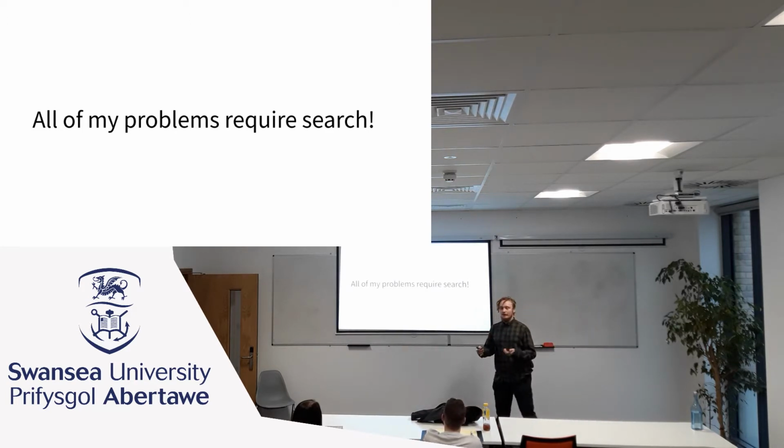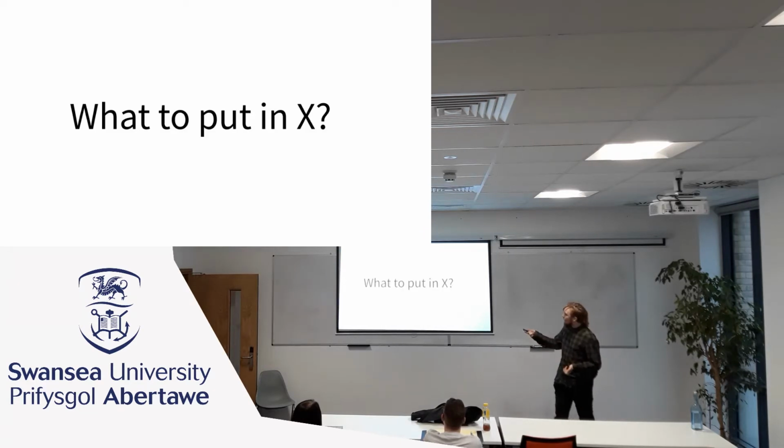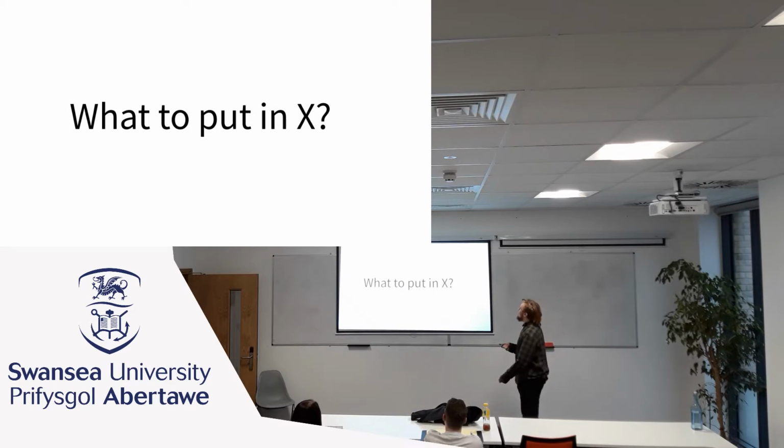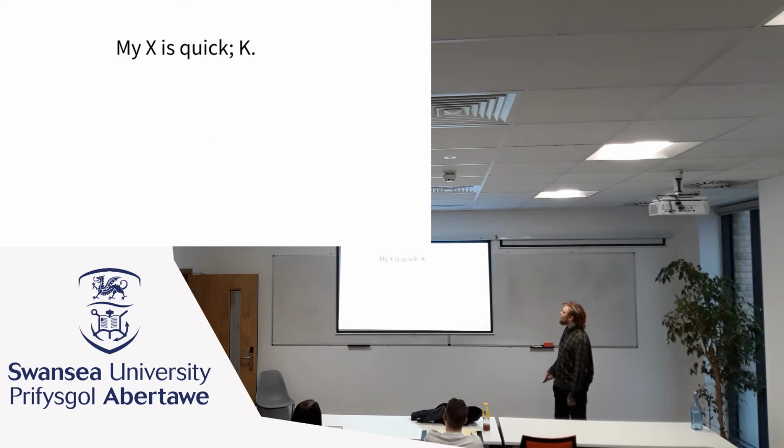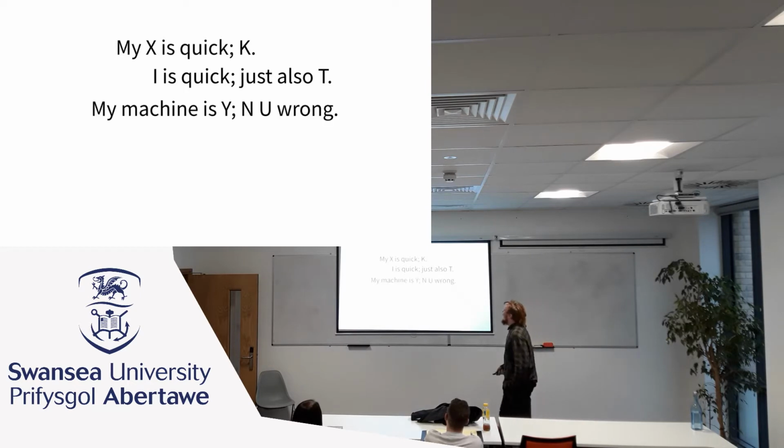In the last few lectures, we were developing a language that did essentially that. So we had a language that had holes in it. Yeah, we called them variables, and we want to find assignments for these variables in order for the language to run. Now, all these nice features that we had required quick search, and I brought Guerrilla for the beginning. So my X is quick, okay. I is quick, just also T, and my machine is Y, mu wrong.